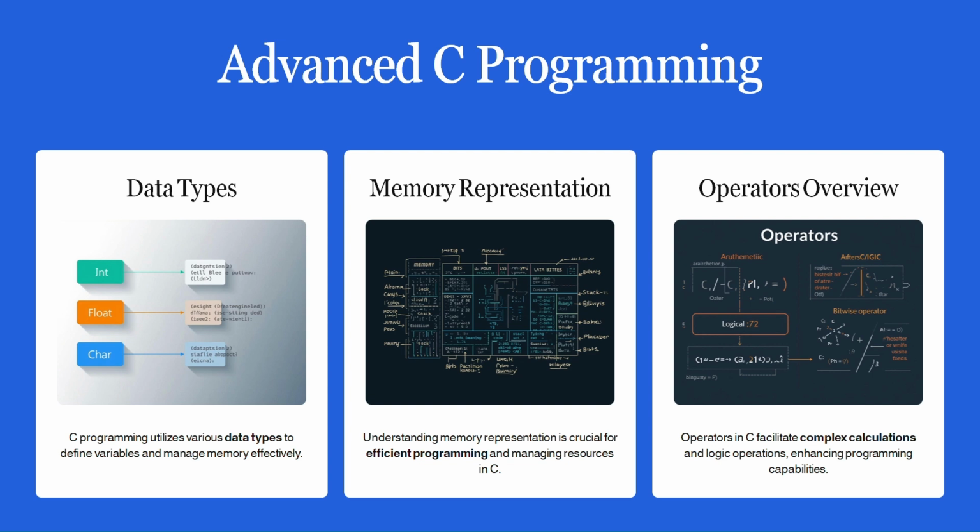The second one is memory representation. Memory representation is the main part of the program. Understanding memory representation is crucial for efficient programming and managing resources in C. And the third one is the operator overview. Operators facilitate complex calculations and logic operations, enhancing programming capabilities. That is all about advanced C programming.